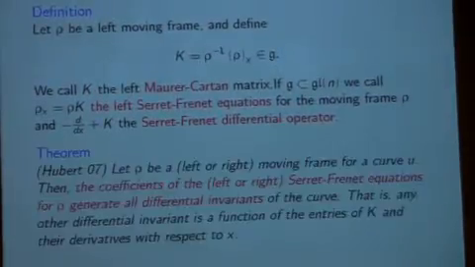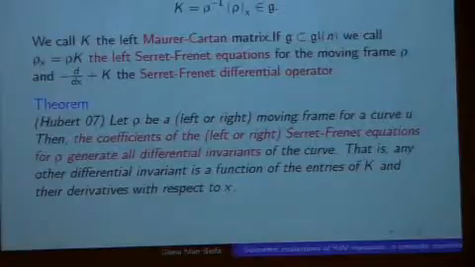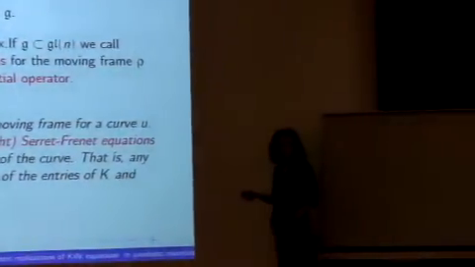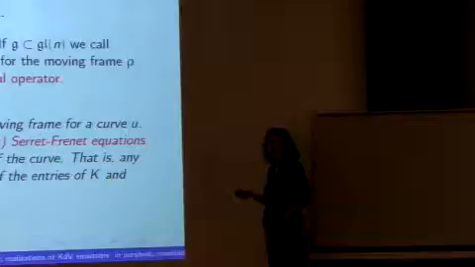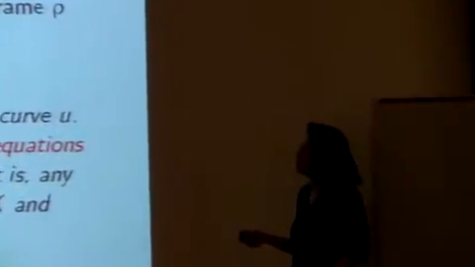All right. So there is a theorem by Hubert that says that the entries of this k, of these Maurer-Cartan forms, actually generate any other differential invariant of the curve. So any differential invariant of the curve you started with will be a function of these entries of k and their derivatives. So it really is going to tell you everything about the curve, that element in the group that is transforming the curve. Okay?